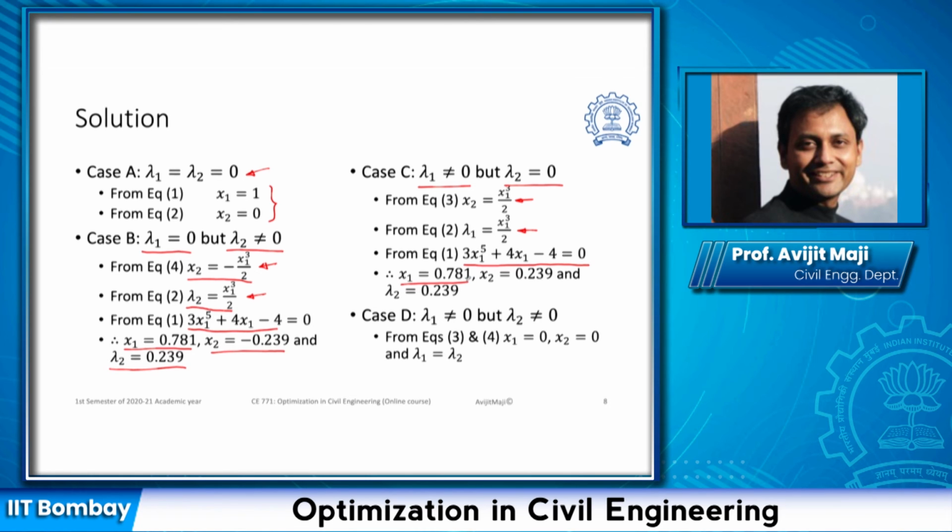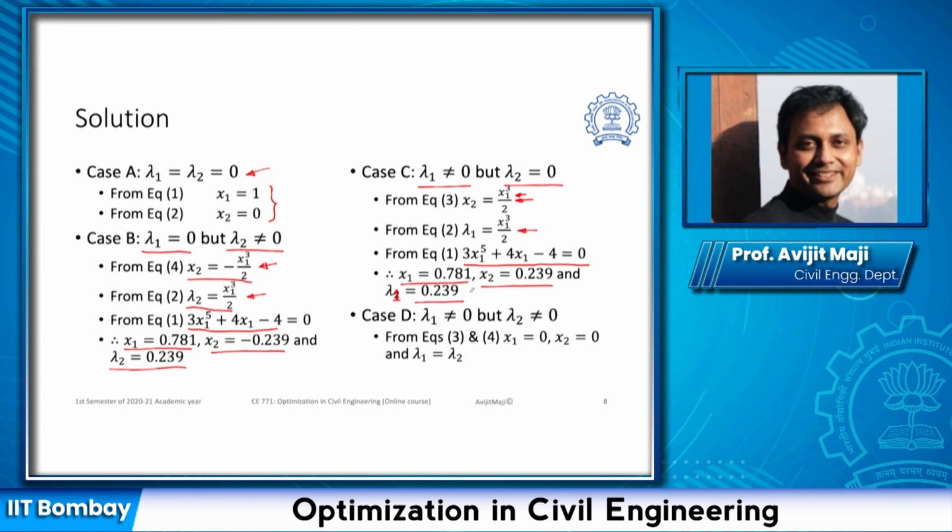However, once we replace this in equation 3 here, the x2 value is going to be the positive value of 0.239. Earlier, in case B, it was negative, and now in this case it is positive, and the corresponding lambda 1 value is going to be 0.239, and again it indicates that the obtained solution is the minimum for this particular condition.